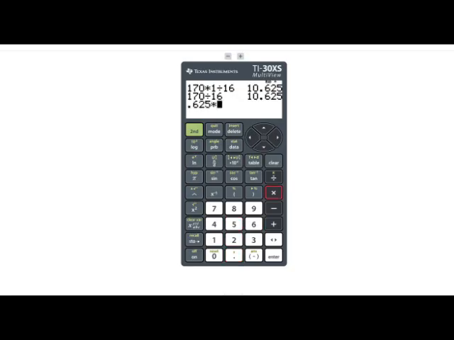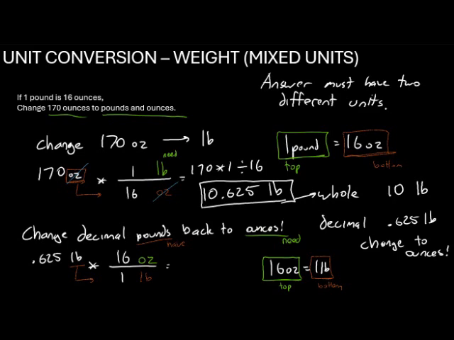We enter 0.625 and multiply by 16. Then we divide that by 1. When we enter the operation, we get 10. Note that we can cancel out pounds this time, leaving ounces behind.